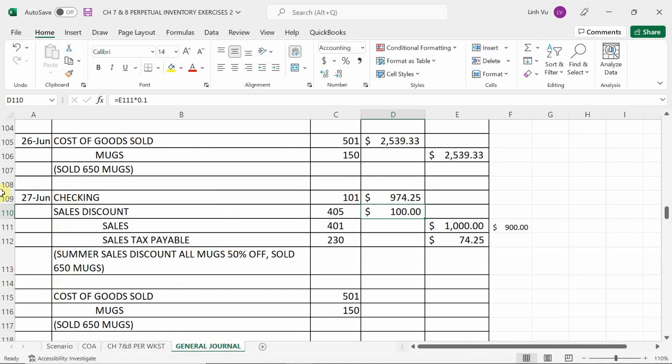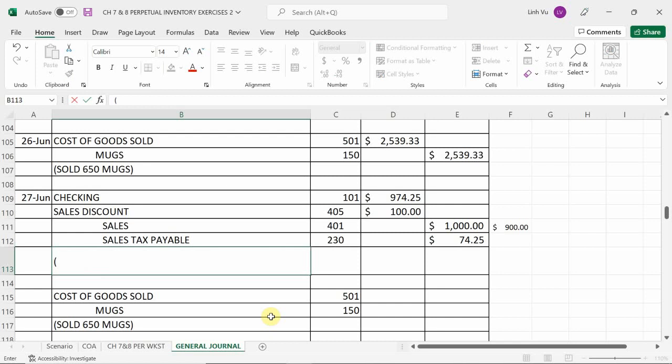Okay, let's go ahead and adjust this too, because we did not have a summer sale. What did we do? We sold 100 extra large mugs to customer C, okay, for a 10% discount. And how did they pay? I'm going to say paid with Visa credit card, right?